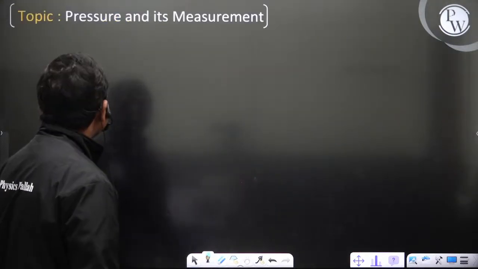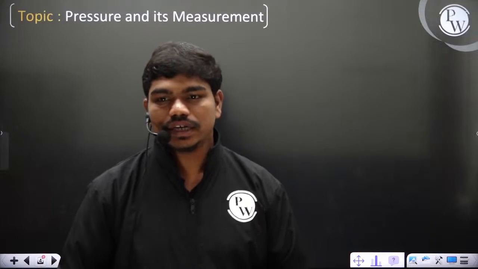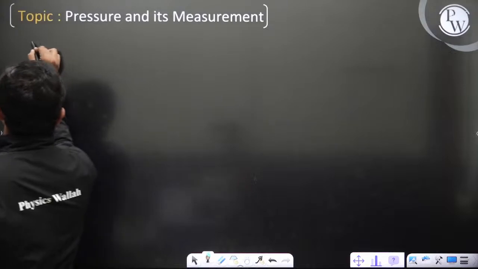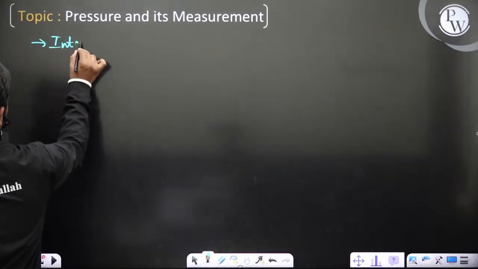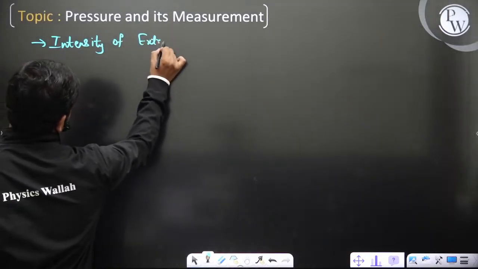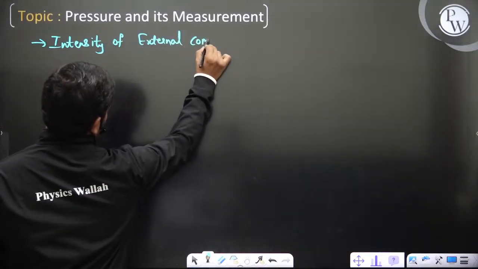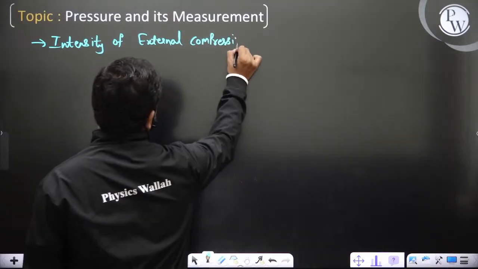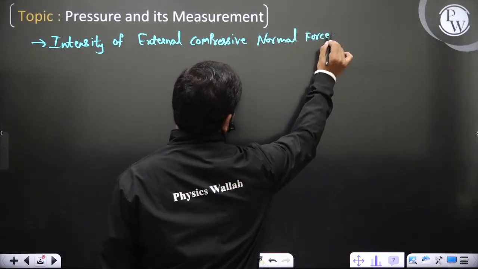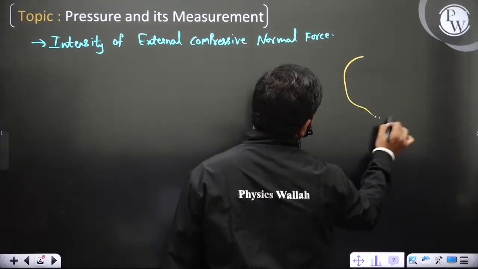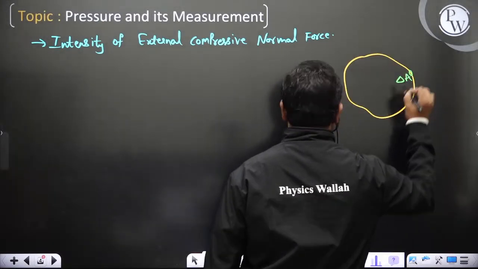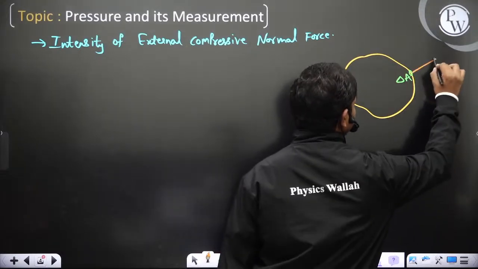Now coming to today's topic, pressure and its measurement. In yesterday's class we talked briefly about pressure, basically the intensity of external compressive normal force is called pressure. For example, if you have a body and at any point on a small elemental area delta A, the normal force acting on it is delta F.